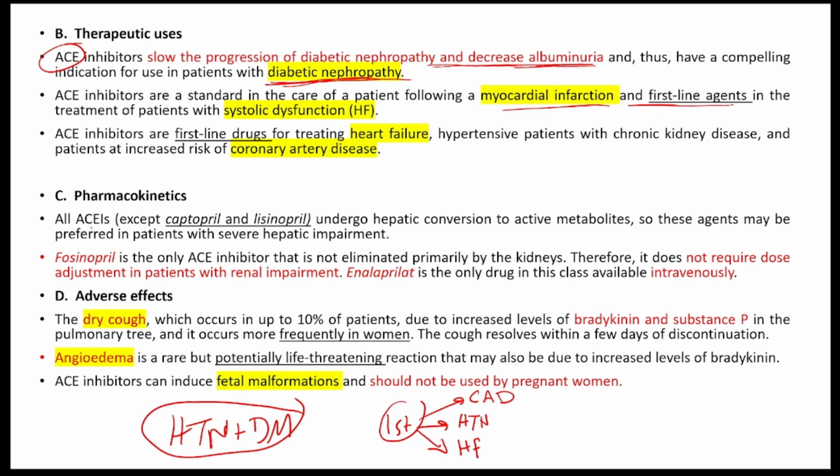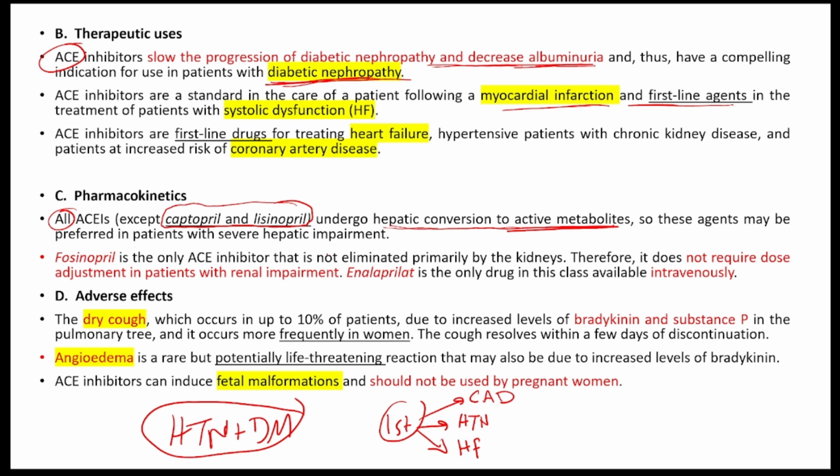All ACE inhibitors undergo hepatic conversion to the active metabolite, and we have two exceptions. They are not metabolized by the liver: captopril and lisinopril. So all other ACE inhibitors are metabolized by the liver and converted to the active metabolite. Therefore, these agents may be preferred in patients with severe hepatic impairment.